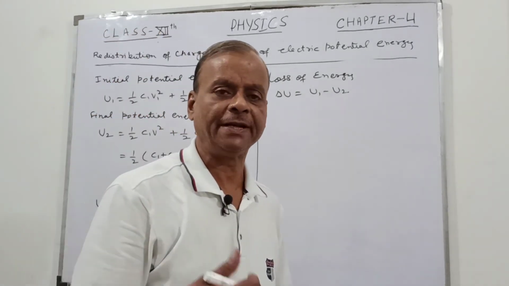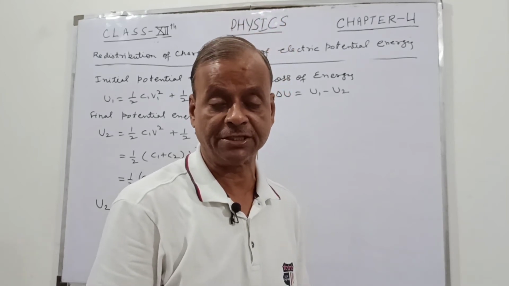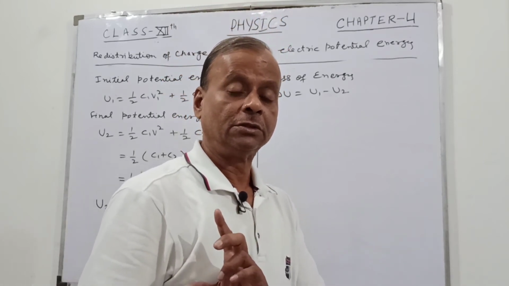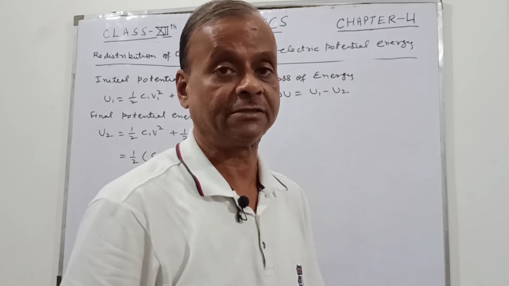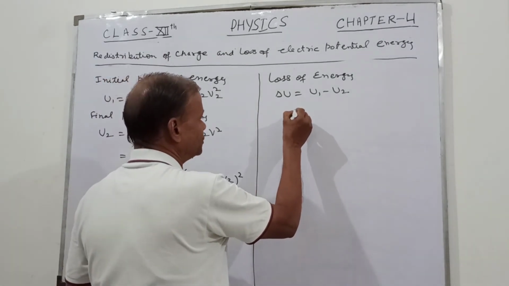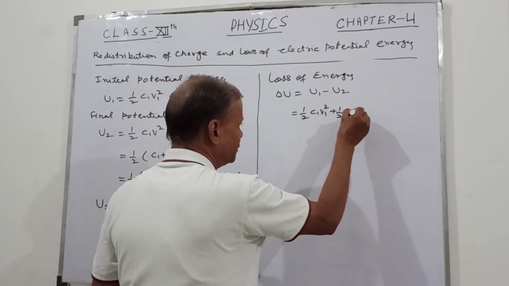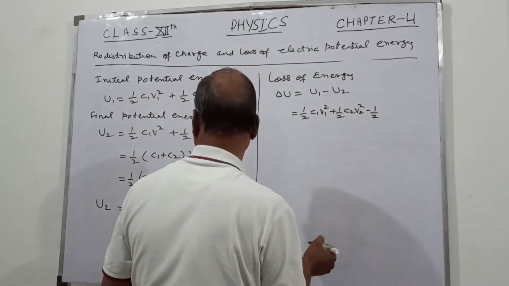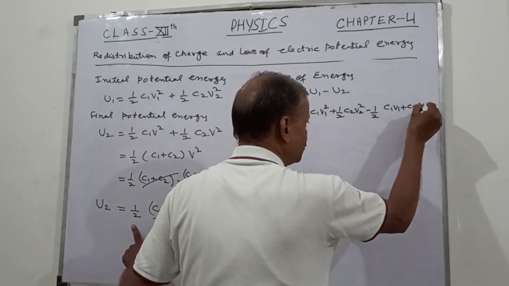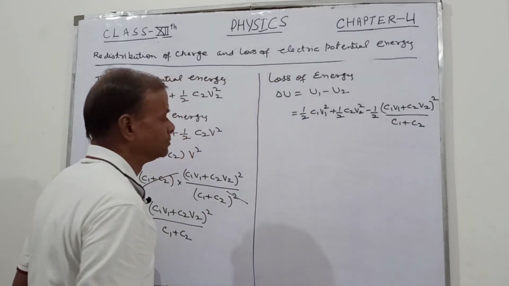Now we know that there is a loss of energy, because whatever energy is lost appears in the form of heat in the wire which connects the two conductors A and B. So since the heat energy is appearing, it means that there is a loss of this potential energy. So this is equal to half C1 V1 square plus half C2 V2 square minus half (C1 V1 plus C2 V2) whole square upon C1 plus C2.